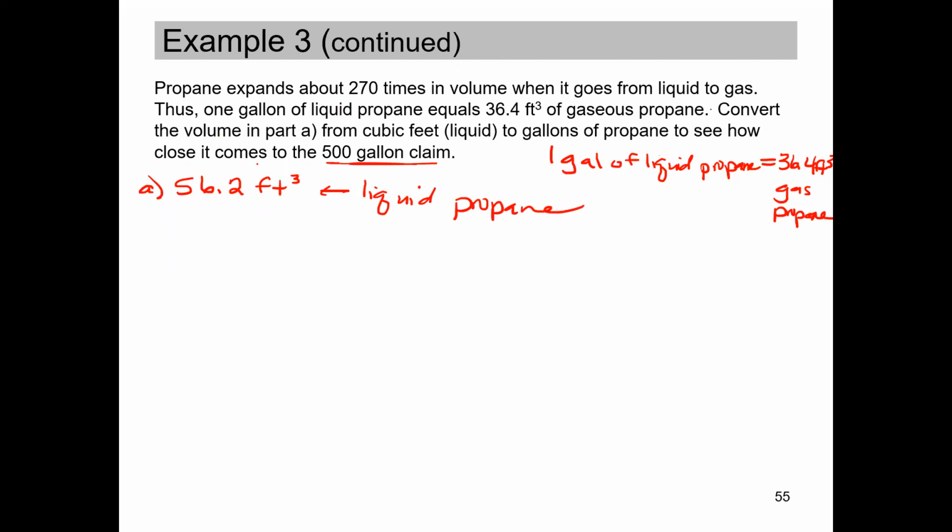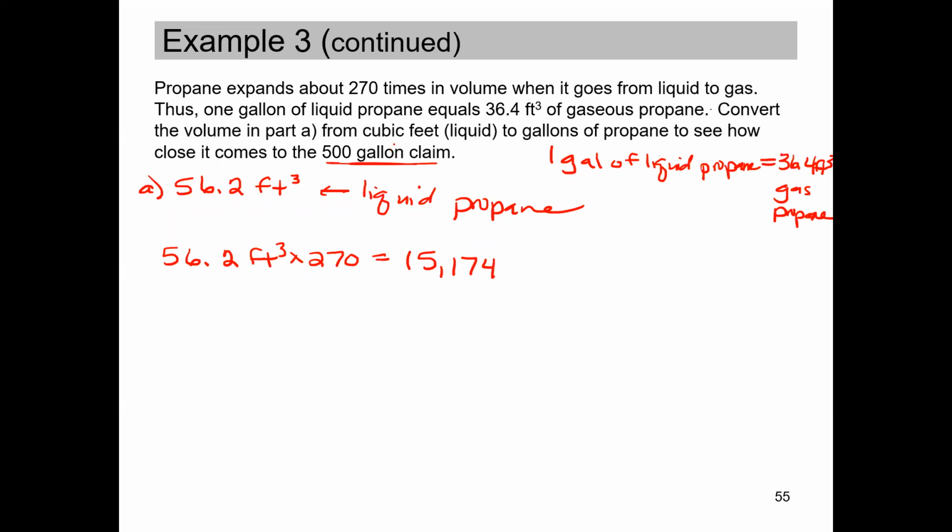And as the volume increases 270 times, let's do 56.2 cubic feet times 270. If we do that, 56.2 times 270, we get 15,174.